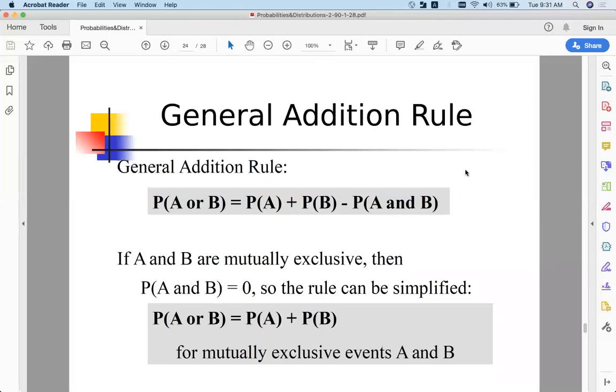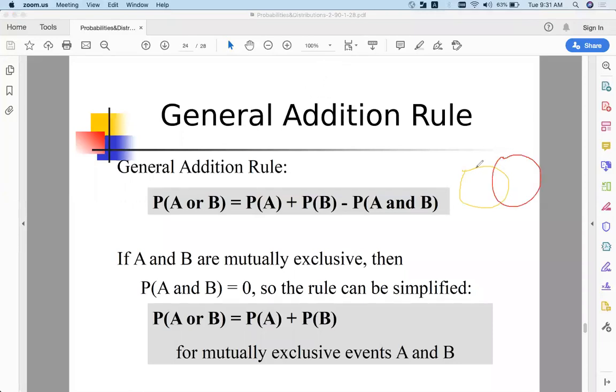Let's say this is one Venn diagram. This is event A, and this is event B. For the general addition rule, probability of A or B means it can be here or it can be here, which means probability of A, so you add this, and probability of B, you add this. But doing so, you added this part two times. So that's why you subtract it one time. So you get the answer: probability of A plus probability of B minus probability of A and B.